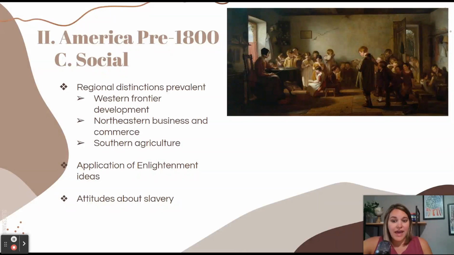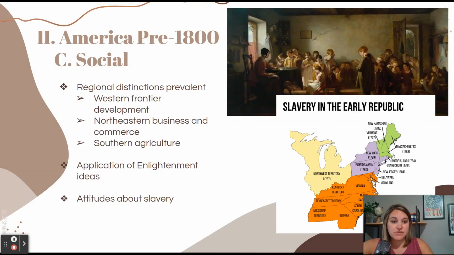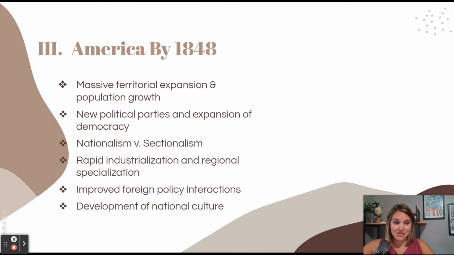We also see socially the application of Enlightenment ideas being questioned. People like women: does the idea of natural rights and equality apply to women? We see the development of different roles and opportunities for women in this period. We also see changes in attitudes about slavery. As the revolution ends, we see the North becoming more likely to support ideas of abolition, while the South does not. So these are all some social pieces of information that help you to understand what's happening before we even dive into this unit.